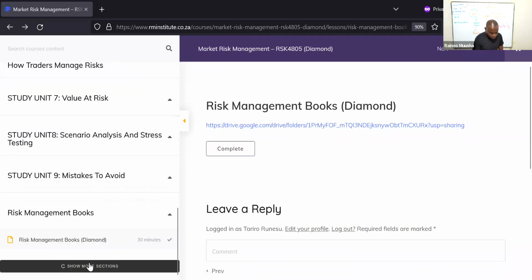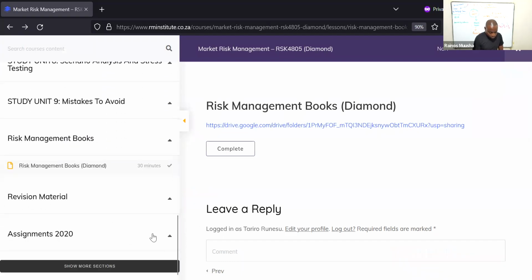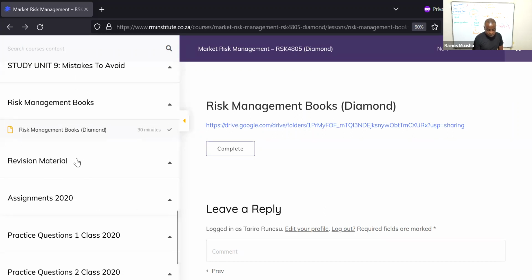Then if you click on show more sections there and you go down, you will see that it also gives you the option to access the revision material. But because you're on the diamond package, we limit your access to the revision material until the beginning of October. Then, as we start to prepare for the revision period, that's when we open up access to the revision material. So from the beginning of October onwards, you should be able to access the revision material.